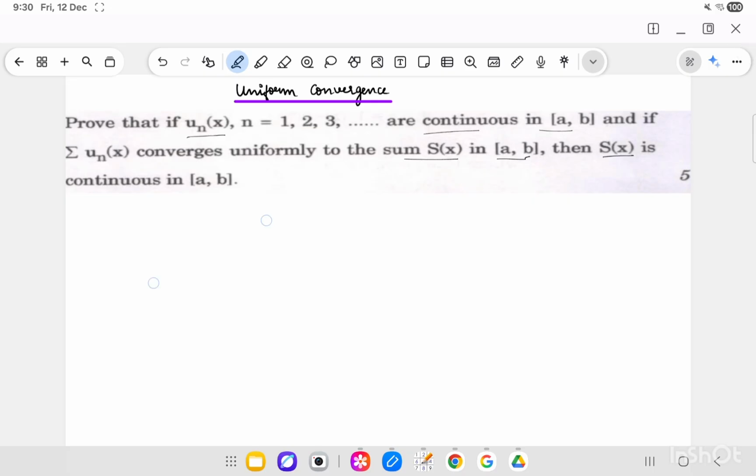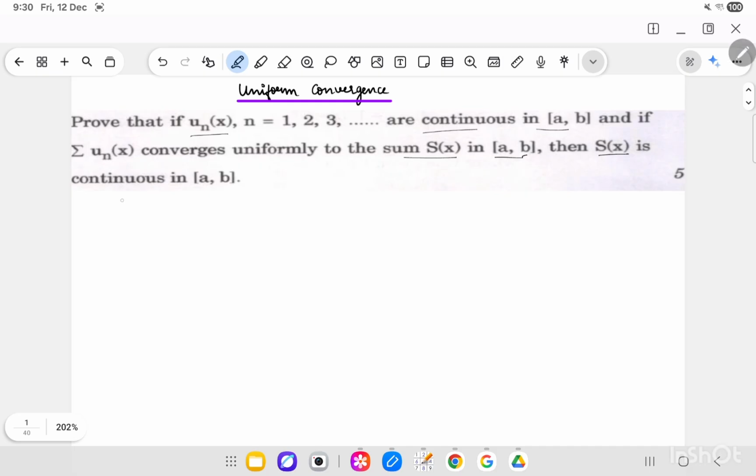First of all, let's define the partial sum in order to ease out the terms that are there. So let's define S_N(x) as the summation over n from 1 to capital N of u_n(x). We have defined it as a partial sum, a finite partial sum.